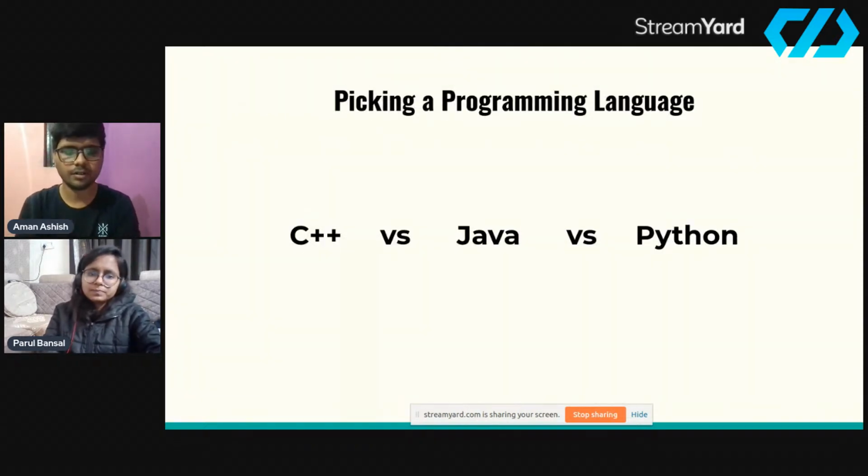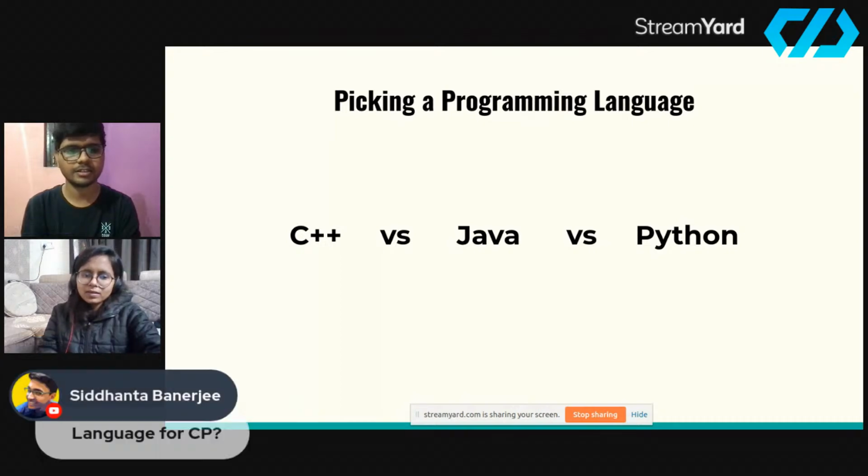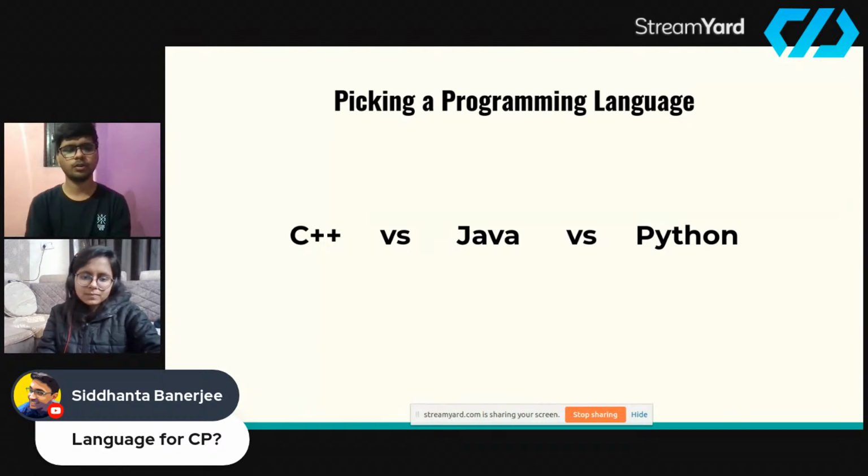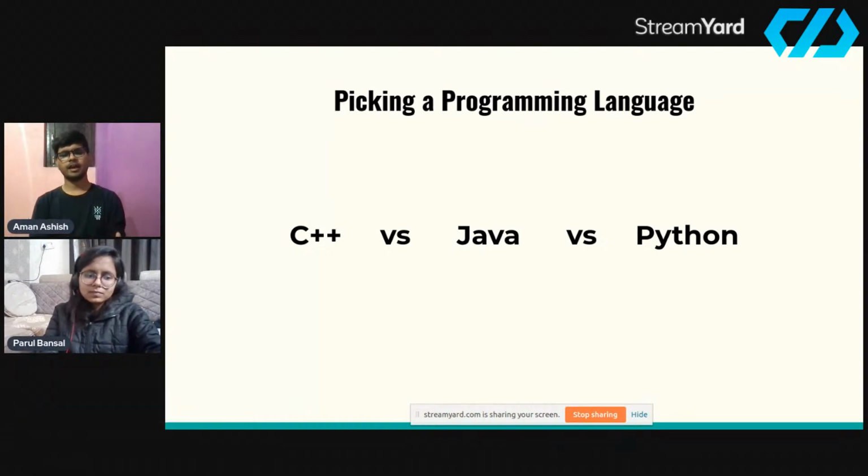The first thing which you might face while starting CP is the language you might be using for competitive coding. If you look around on competitive coding sites, you will generally find people using C++, Java, or Python. If I have to put some stats to it, C++ is used by more than 95% of competitive programmers, followed by Java and then Python. So C++ is the most used one.